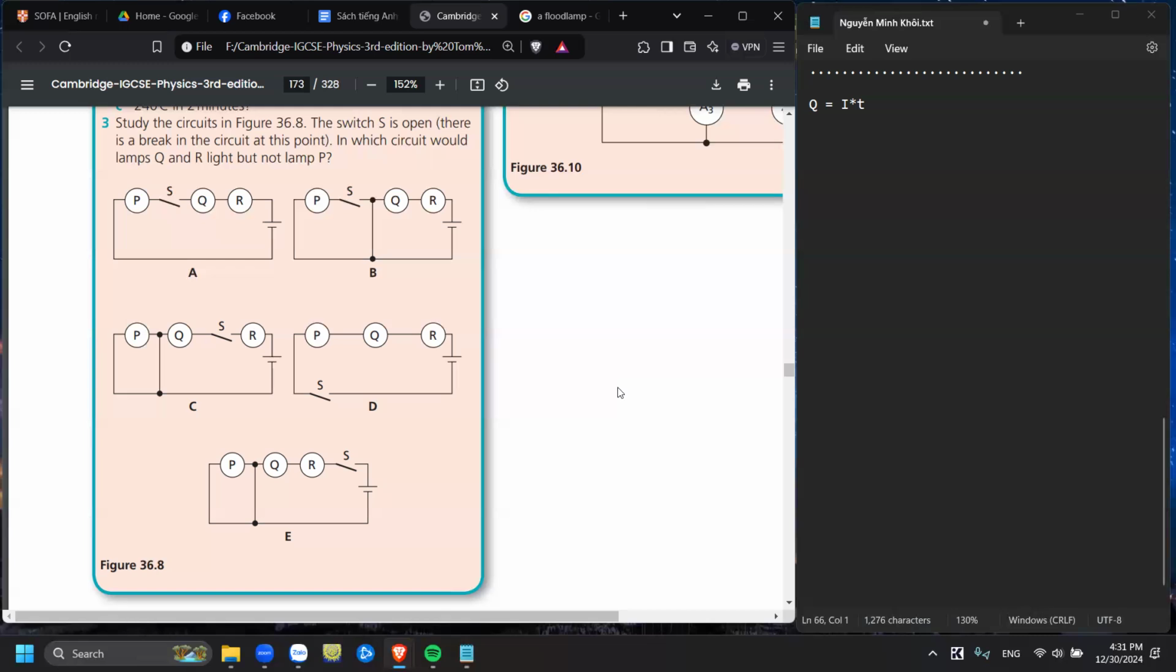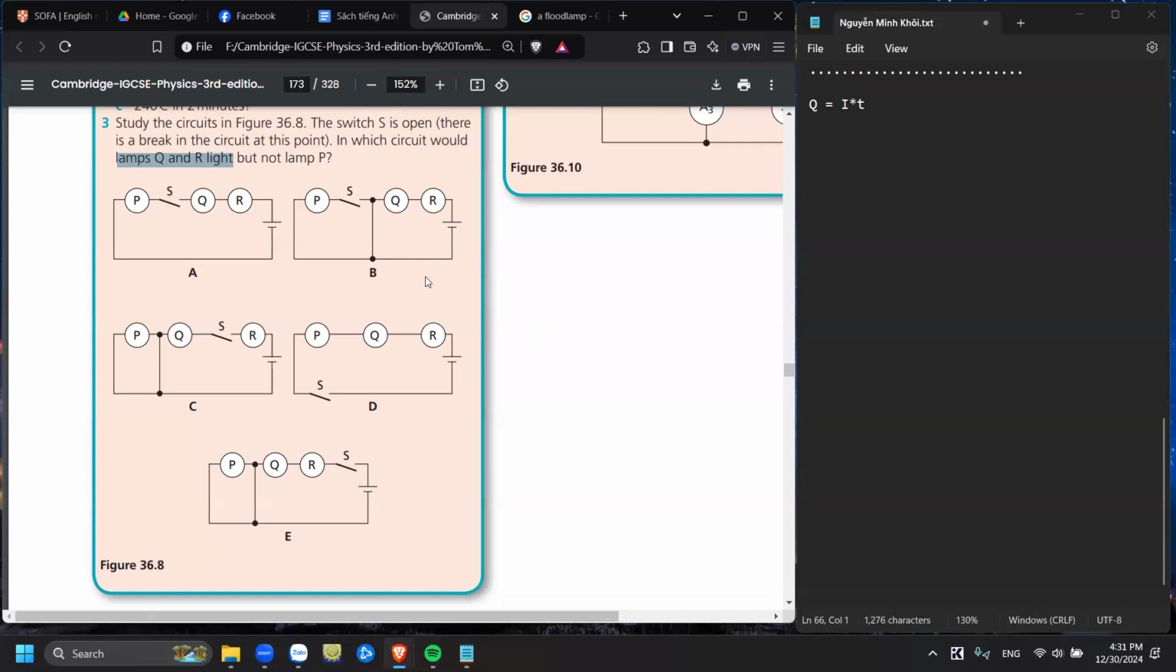How do you know it's B? Because when the electricity goes through, Q and R have to light up too. They say lamps Q and R light up, but not lamp P. So the electricity has to go through Q and R first. You are correct. This is B, correct. But the explanation is wrong.